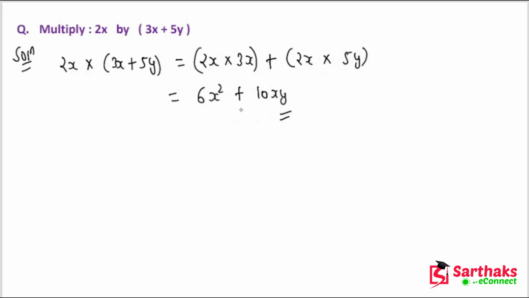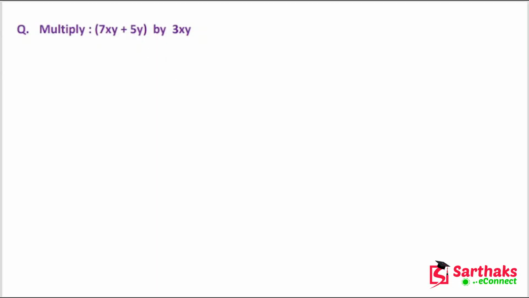So see, we have multiplied a monomial by a binomial within just a minute. So it is that easy. Let us move on to the next question. Now it says multiply 7xy plus 5y by 3xy. So same way, now we have to calculate 7xy plus 5y into 3xy, right?